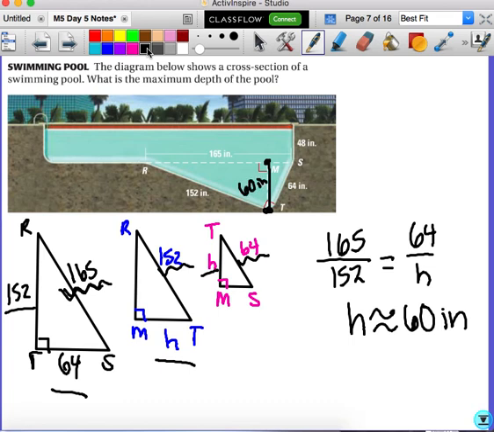So what we just found is that the distance from here to here is 60 inches approximately. And then what they're looking for is the maximum depth of the pool. So we want all of that. So I do need to add my 48 inches that I have at the top, and my approximate depth is about 108 inches deep.